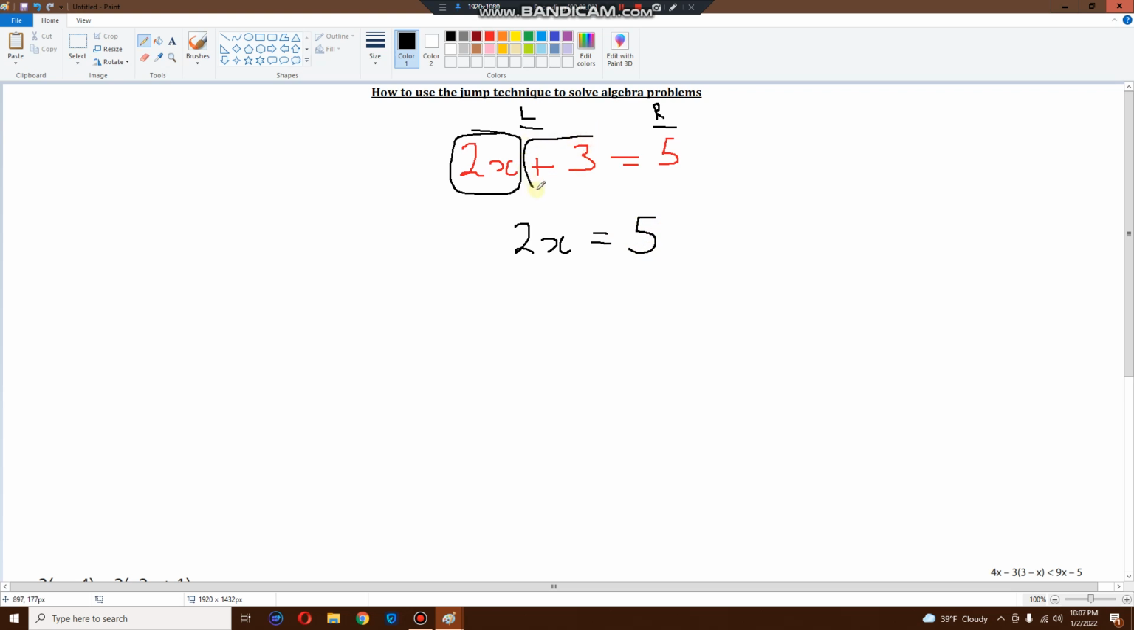Positive 3 is on the left side. It should not be on the left side. I need this to move to the right side. So I'm going to jump across the equal sign, and whenever you jump, the sign in front of the number turns into the opposite. So in this case, positive 3, once it jumps across that equal sign, becomes a minus 3. And here we go. You get 2x is equal to 2, and x is equal to 1. That's how you use the jump technique. Basically, and I'll show you this in just a few examples here.